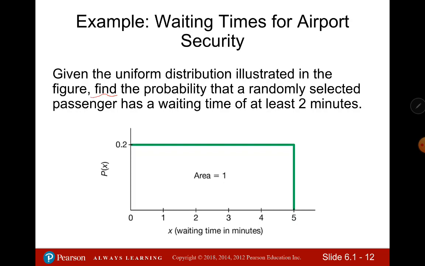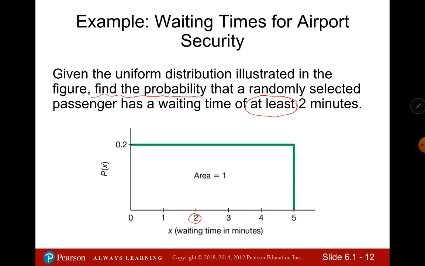Now we have this question. We try to find the probability that one randomly selected passenger has a waiting time of at least 2. At least 2. How can we find the probability? Remember, we have the relationship between the probability and the area. So if this time we want to find the probability of at least 2 minutes, we should find the corresponding area.